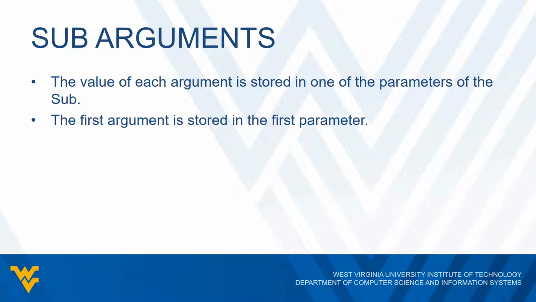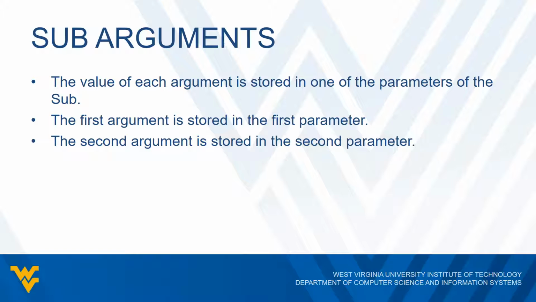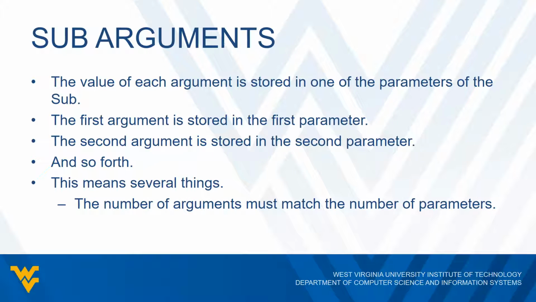The one thing we've got to keep in mind is the order does matter. The first argument would be stored in the first parameter, the second argument would be stored in the second parameter, and so forth. Because this order does matter, there are some things that we have to keep in mind. The first thing is that the number of arguments must match the number of parameters. If I have a sub with 3 parameters and I try to call that sub using only 2 arguments, it's not going to work.